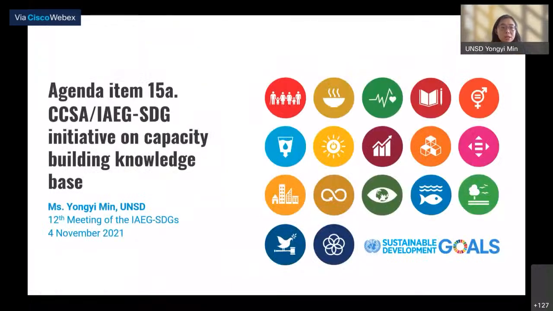So this initiative on the capacity building knowledge base is based on the joint meeting of the co-chairs of the IAEG and the CCSA. Next slide, please.